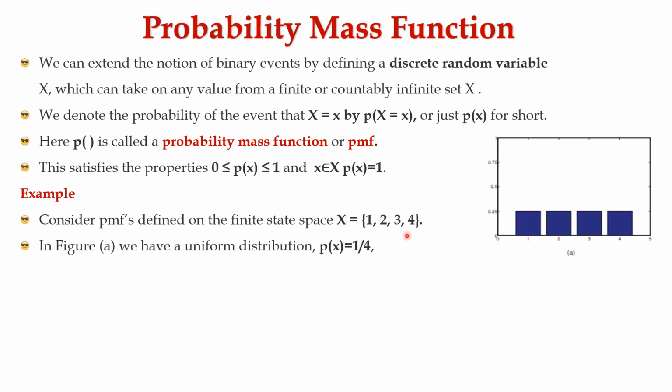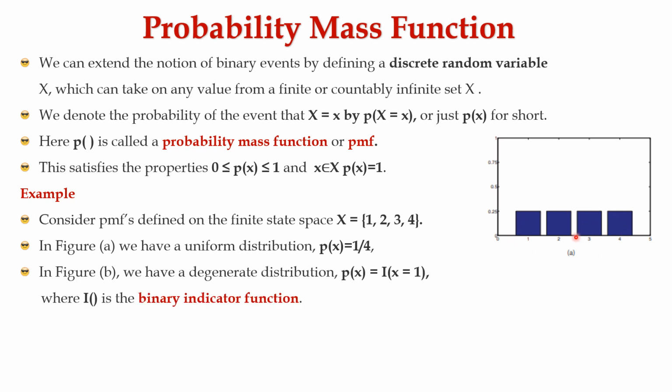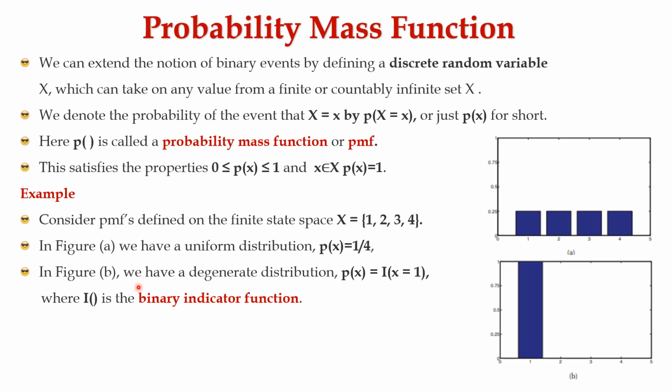So let's consider figure A, where we have a uniform distribution, P of x equal to 1 by 4. That is, we have fixed all the values here, that is 1, 2, 3, and 4. All the values have been uniformly distributed here. In figure B, we can find that we have a degenerate distribution, that is, probability of x is equal to 1, where x is equal to 1 always. So whenever we choose this distribution, we have to select only 1.